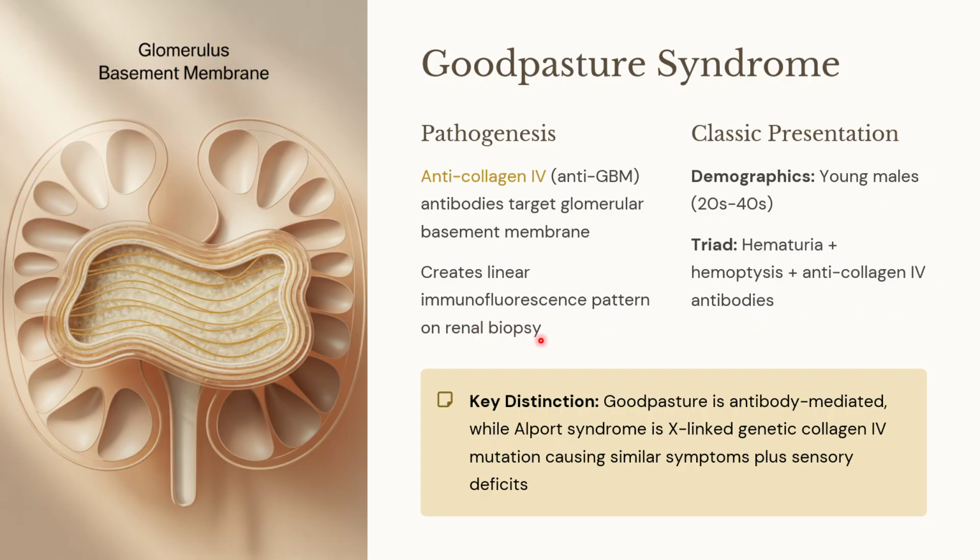At this juncture, there is another condition known as Alport syndrome, which is an X-linked disorder where there is a genetic mutation of type 4 collagen. It will present similar to Goodpasture, with hematuria, but with ear and eye problems, and the basic pathology is different. While Goodpasture is due to antibody, Alport is due to a genetic defect.